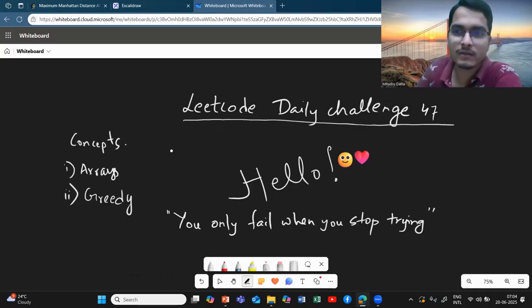So in today's daily challenge of Leetcode, I will show you a simple O of n solution, which will be very easy to understand.